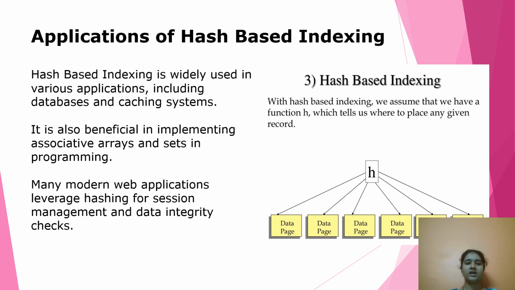Application of hash-based indexing. Hash-based indexing is widely used in various applications, including databases and caching systems. It is also beneficial in implementing associative arrays and sets in programming. Many modern web applications leverage hashing for session management and data integrity checks. With hash-based indexing, we assume that we have a function h which tells us where to place any given record. Here the graph is given.